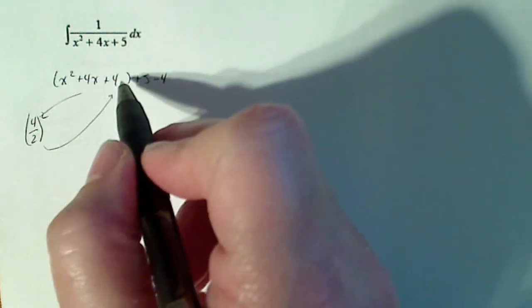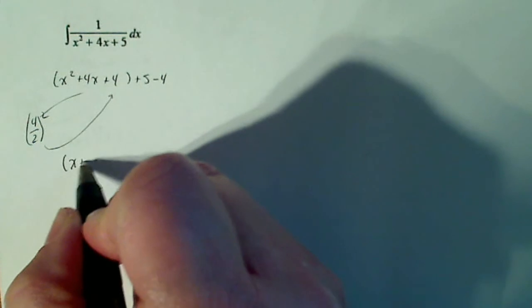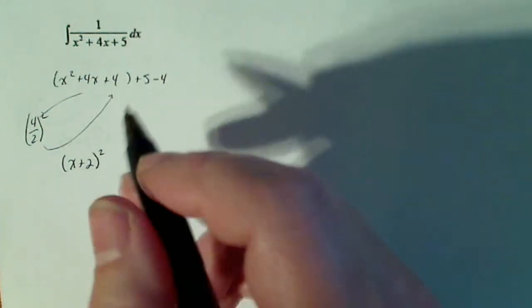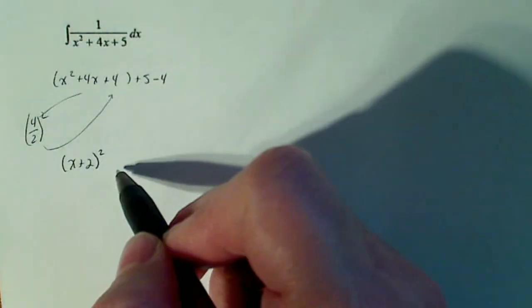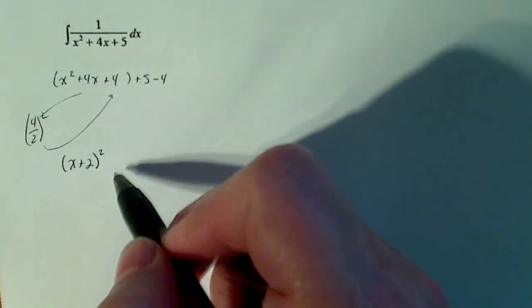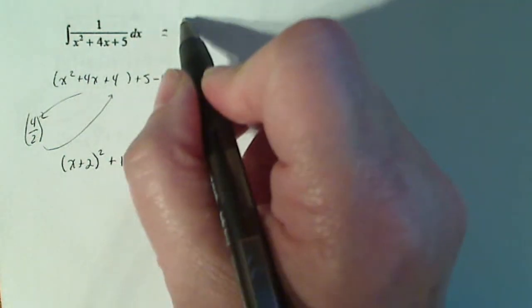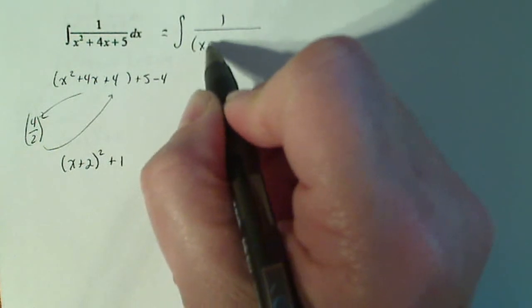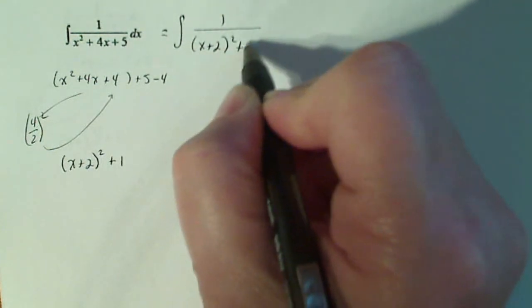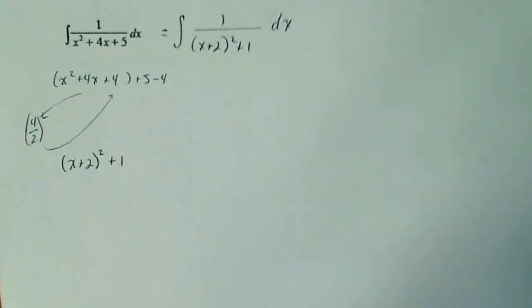So this first quantity here I can factor to x plus 2 squared, which is what I'm looking for. That means I put in a number here to complete this line so it's a perfect square, completing the square. 5 minus 4 is 1. So I can rewrite my integral as 1 divided by x plus 2 squared plus 1 dx.